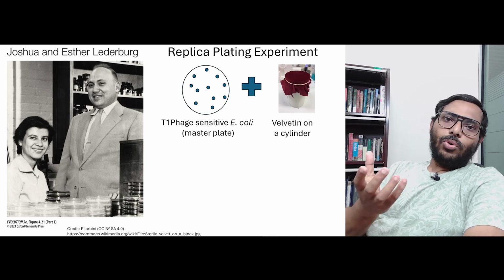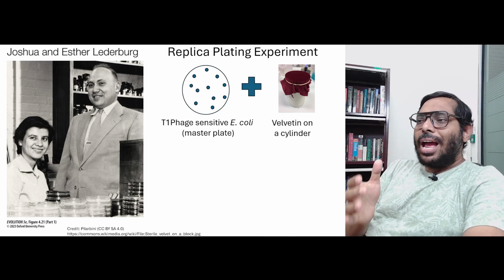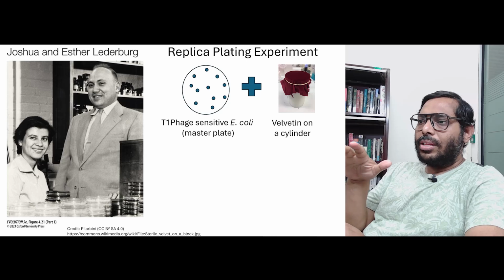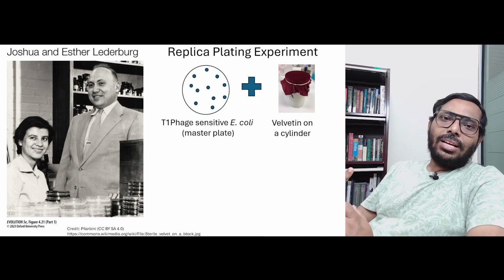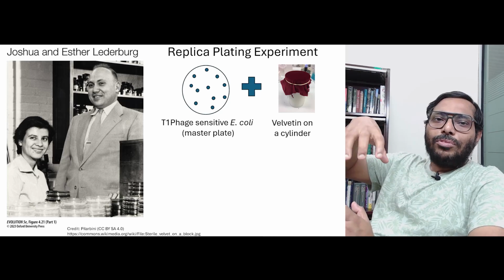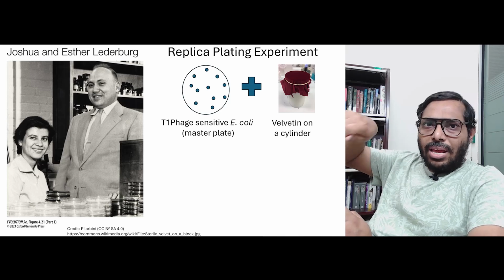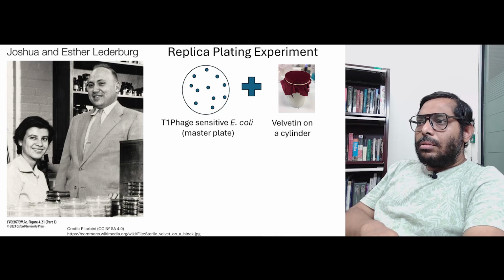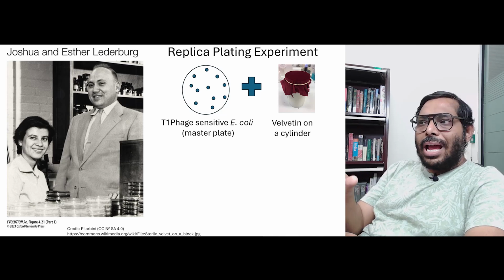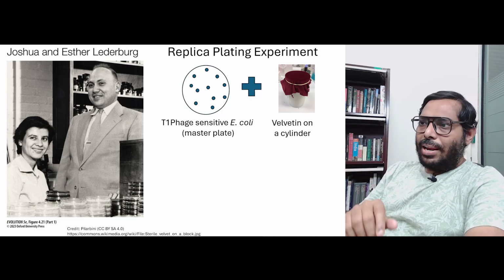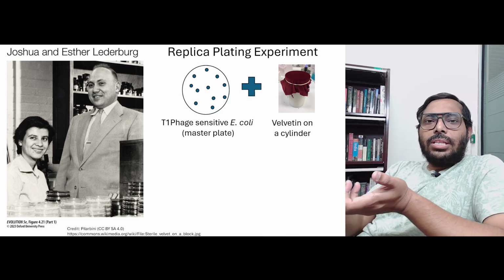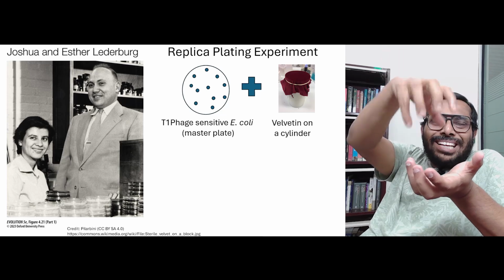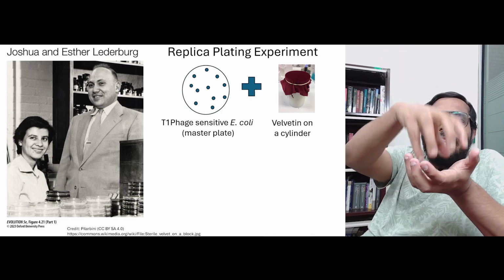All they did was they took a plastic cylinder and a velveteen cloth, basically some kind of a rough cloth, and they sterilized the cloth and the cylinder, and then they put the cloth on top of the cylinder, tying it with a rubber band or some kind of a thread. So the main thing is that both the cloth and the cylinder are completely sterile. So what they did was they took this apparatus and they took their master plate and they simply pressed that velvet cloth on the master plate.